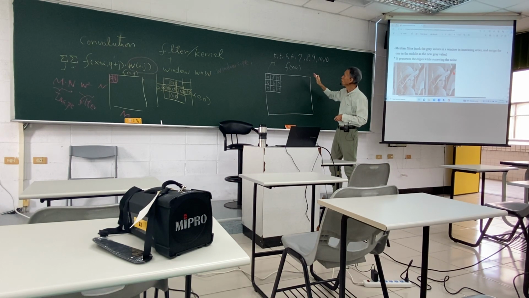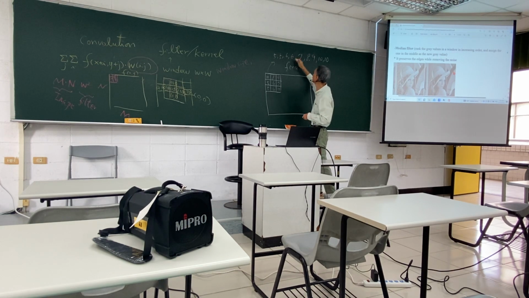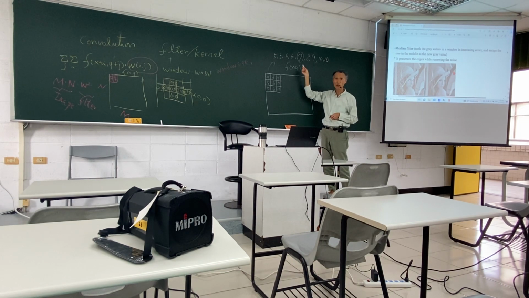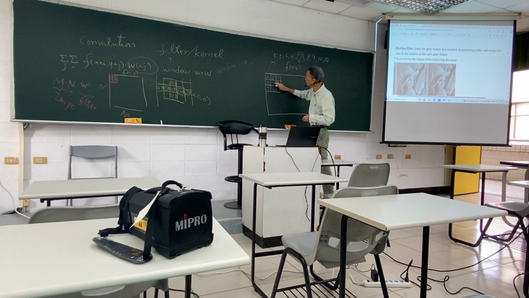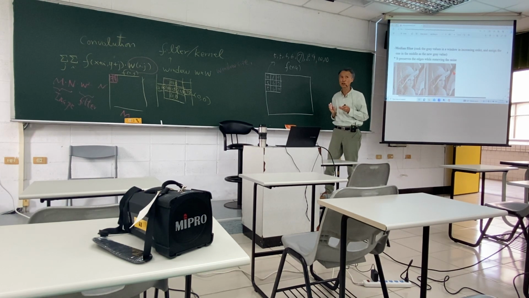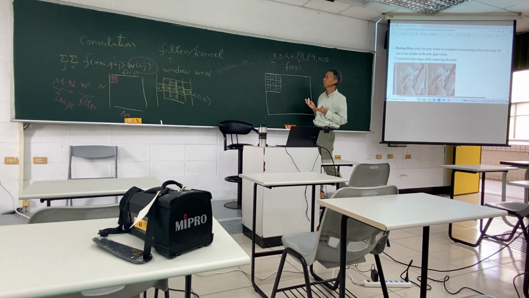Then we pick the one in the middle. So it will be this value. This will be the middle, the value in the middle of the sequence. After that, we convert this value to be 7. That's so-called median filtering. Everyone follow me? Okay, median. What is the advantage of median?